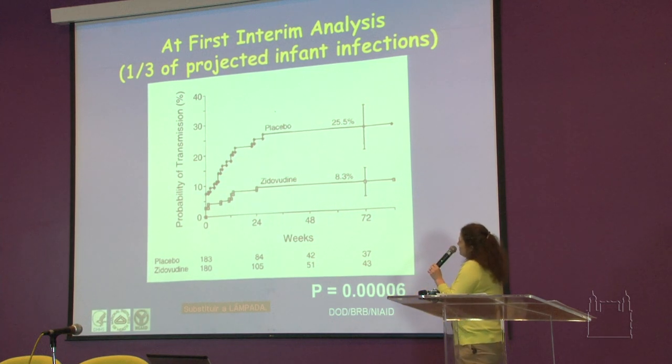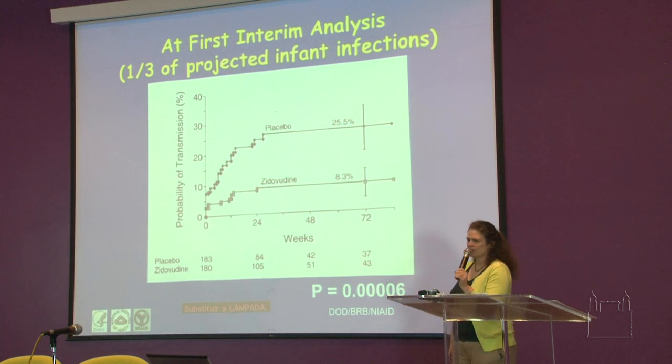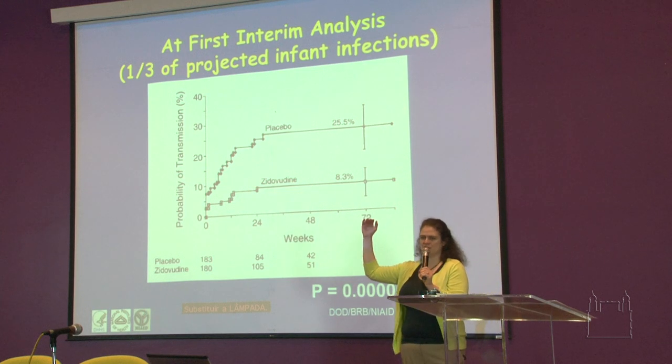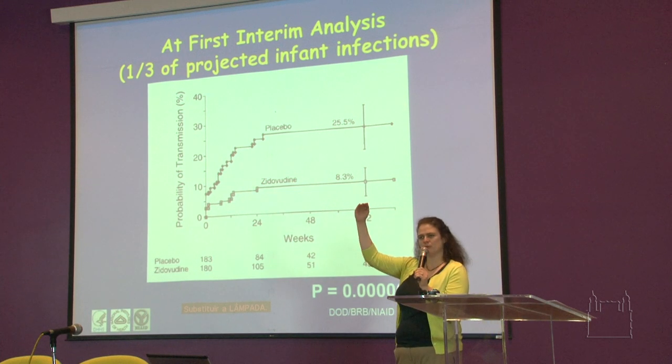We look at this data. Remember, we were expecting the rate to drop from 30% to an absolute rate of 20% transmission. So we were expecting that rate in absolute terms. It was going to drop one-third, so from 30% to 20% transmission. And instead, they see an 8.3% transmission rate. There's a confidence interval around that, but those confidence intervals don't overlap.